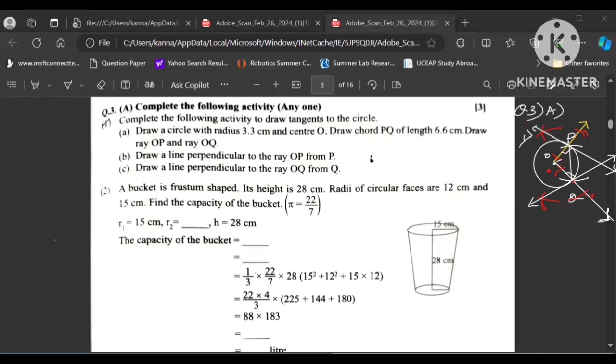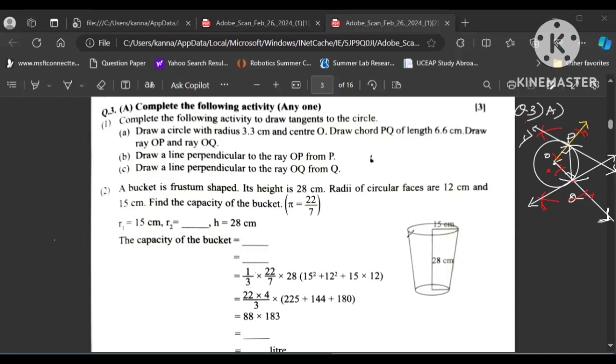Question number 3, first part of the question is over. Now I go to the second part. The second part is nothing but, children, you can clearly see this is an activity sum in the form of fill in the blanks. A bucket is in the form of a frustum shape.